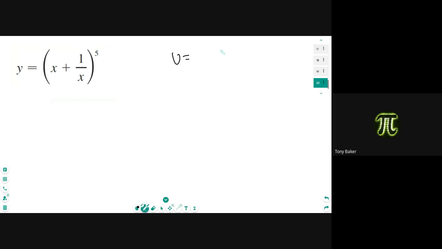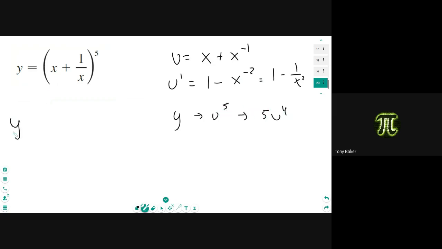So if u is x plus x to the negative 1, u prime is 1 minus x to the negative 2, which is 1 minus 1 over x squared. And the other one is going to be u to the 5th, which goes to 5u to the 4th. So y prime is 1 minus 1 over x squared times 5 times x plus 1 over x, to the 4th.